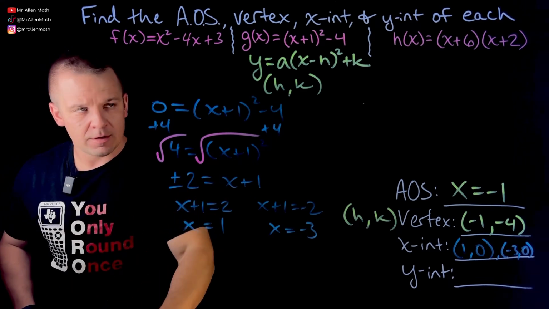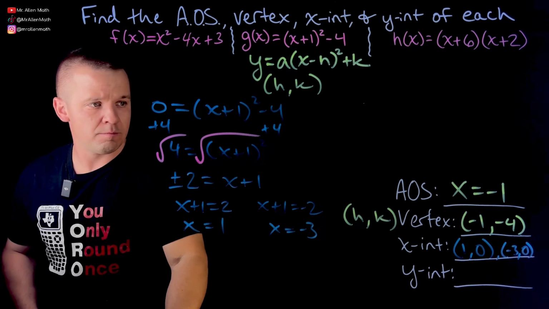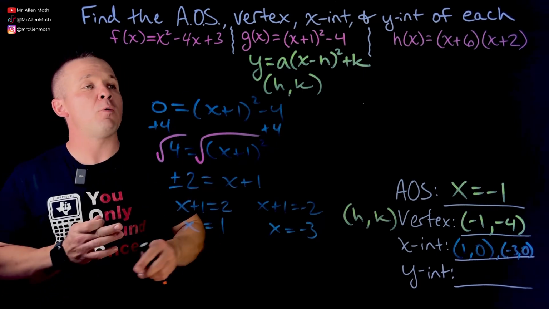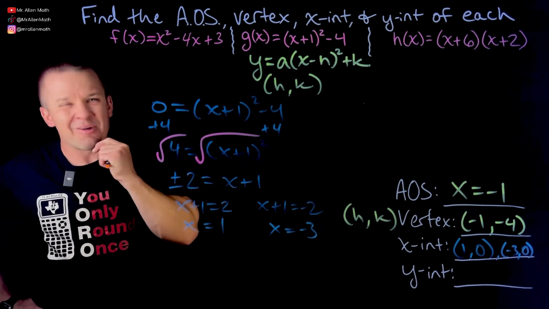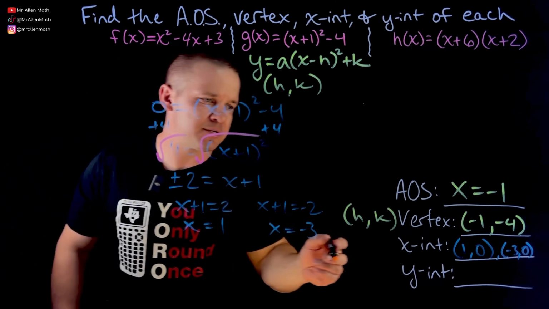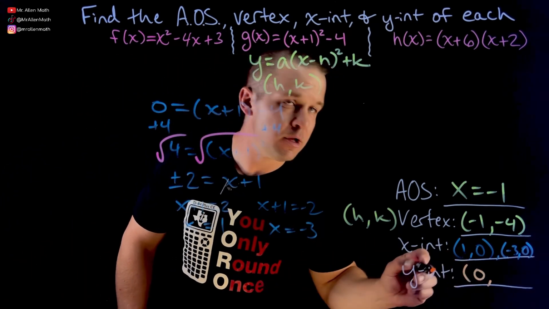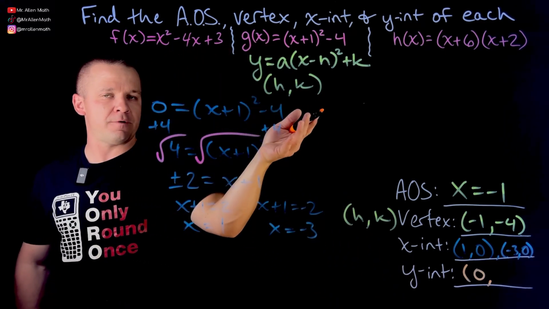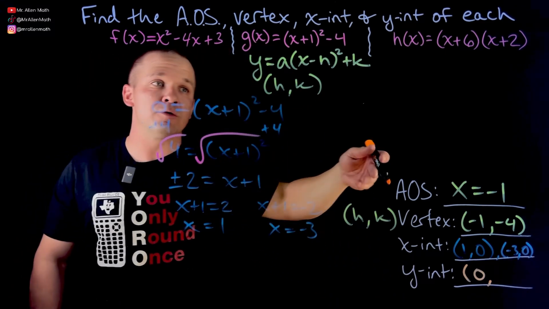All right. Next thing here, I'll go with orange for this last one. My y-intercept. How do I get that? Well, what's my x value when I'm crossing the y-axis? It is 0. So why don't I just plug in 0 for x? And then I should get the y value that goes with it.